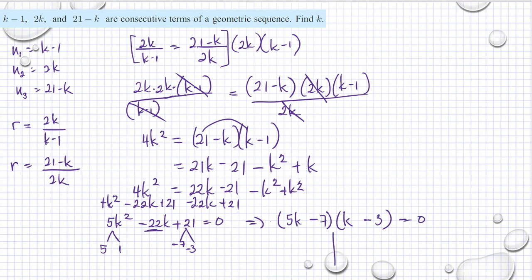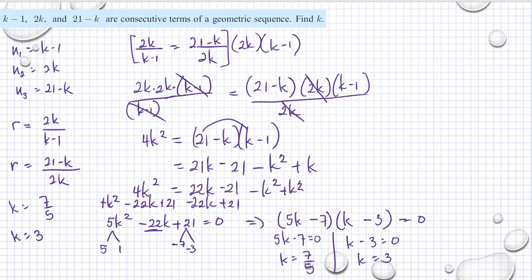So we have 5k minus 7 is equal to 0. Our k is equal to 7/5. Here we have k minus 3 is equal to 0. So our k is equal to 3. Now let's see if we can find our r now. We have already found k is equal to either 7/5 or k is equal to 3. But we need to check if we find r.